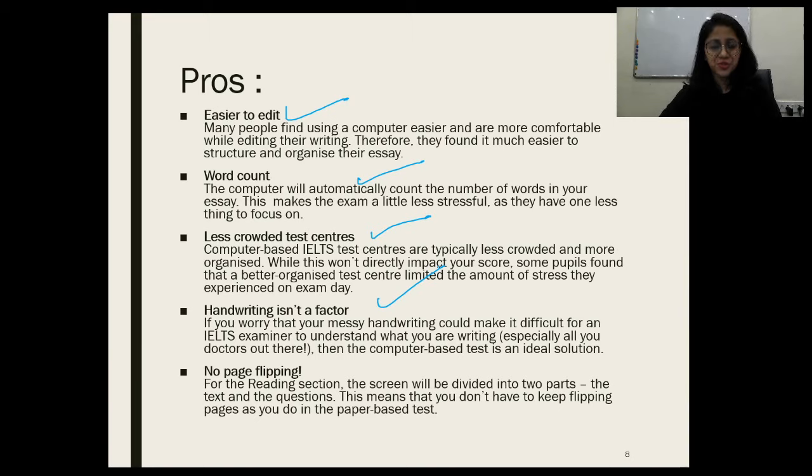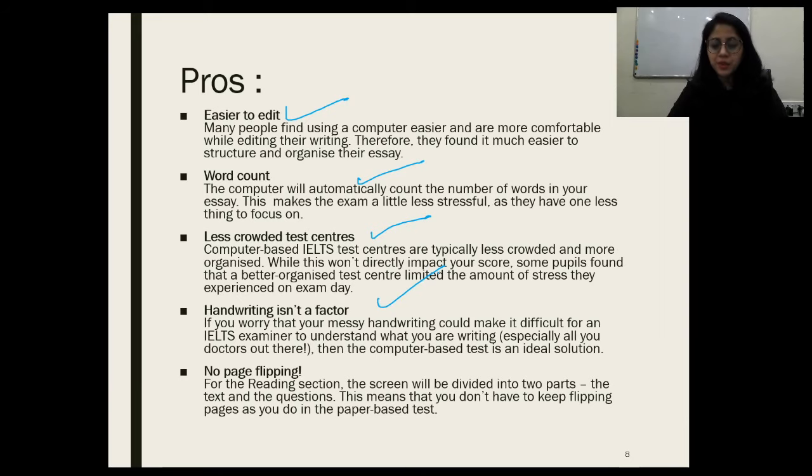The last one is no page flipping because the screen will be divided into two parts, the text and the questions. This means that you don't have to keep flipping pages like we do in the actual pen and paper based test. We look at the section, the comprehension, and then mark our answers. This is not going to happen there. This means that you'll get everything on the same screen and you'll be able to correlate.